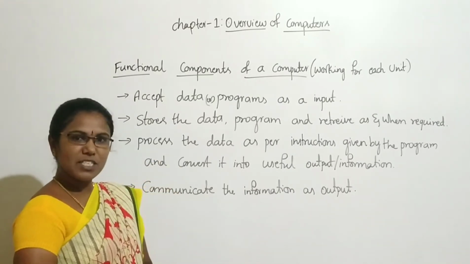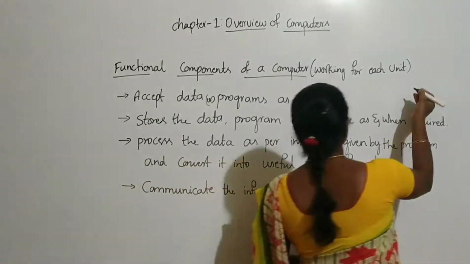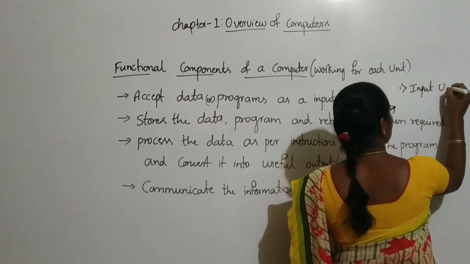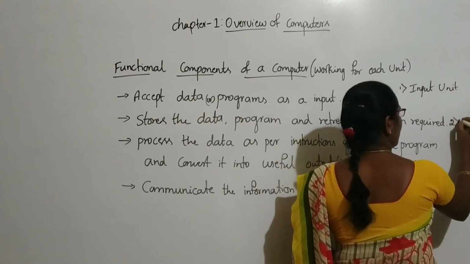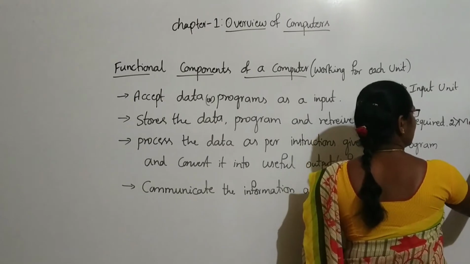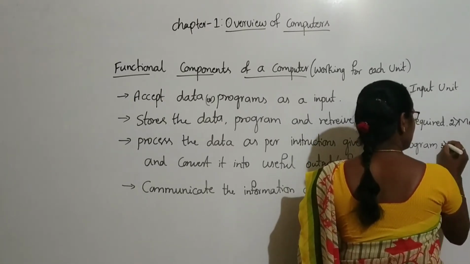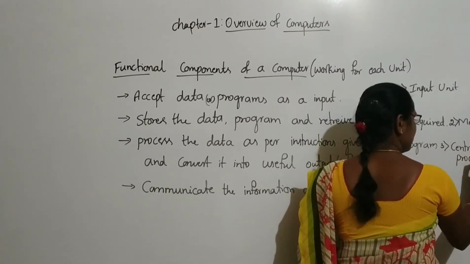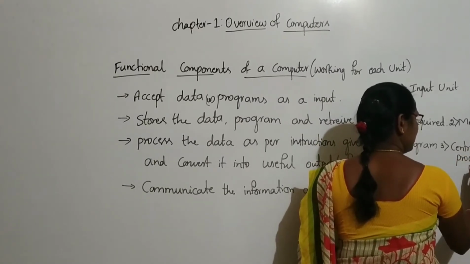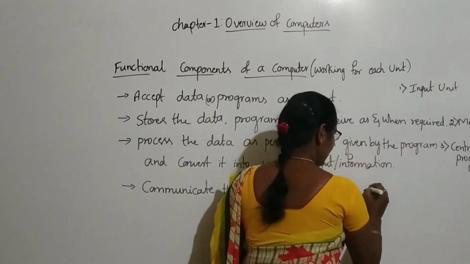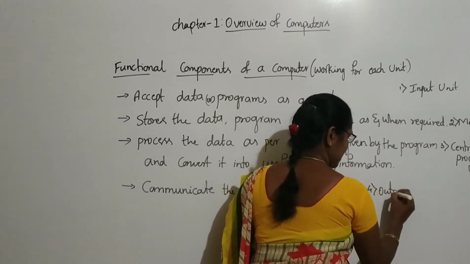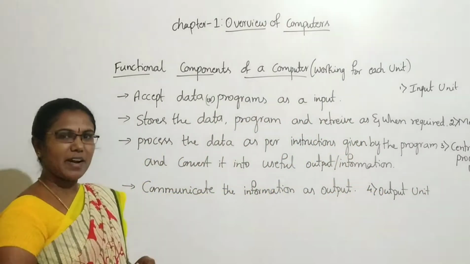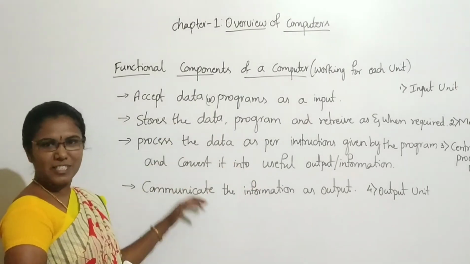So what are the four major units? The first one, the input unit, second one, the memory unit, third one, the central processing unit, and fourth one, the output unit. I think you understand why I am writing all the major units under these functional units.